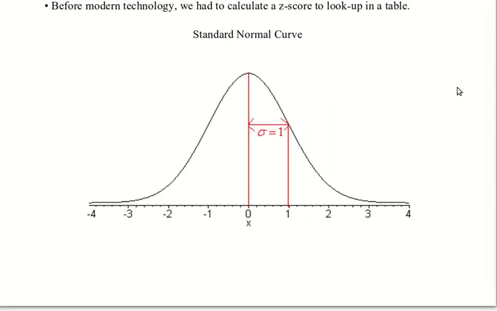So here is geometrically what the standard normal curve looks like when we've got z-scores. I can use z if two things are true: if the mean is 0 and the standard deviation is 1.